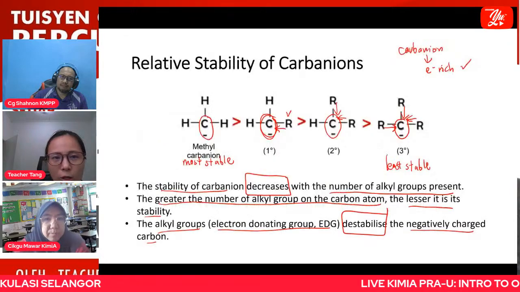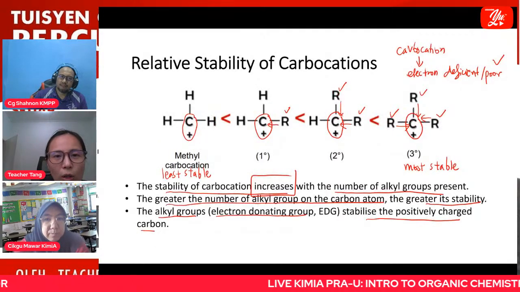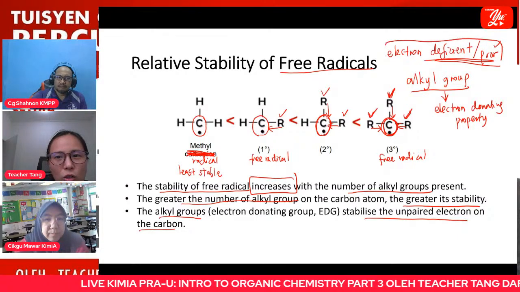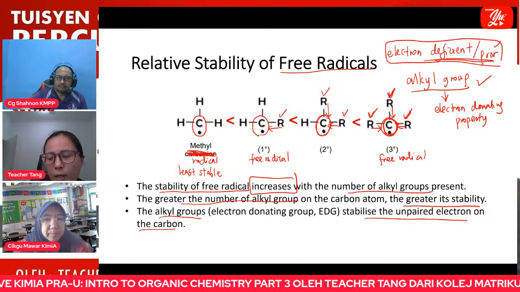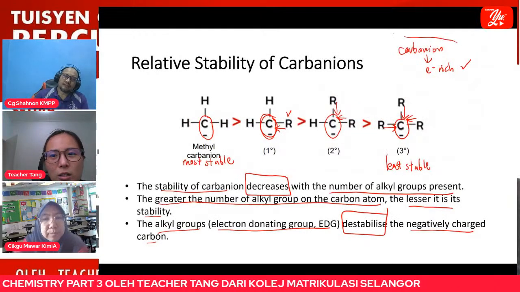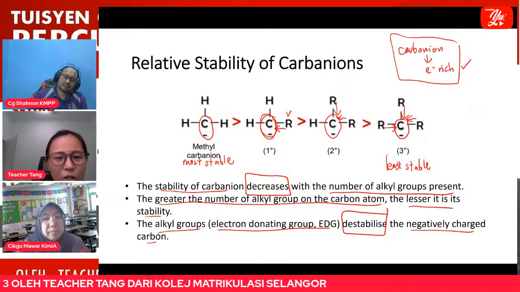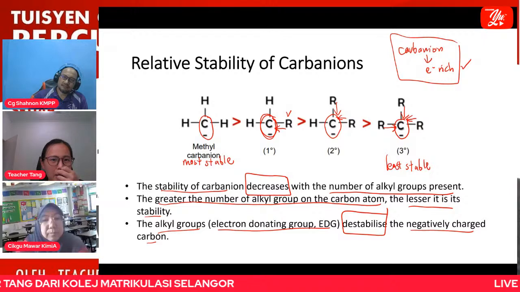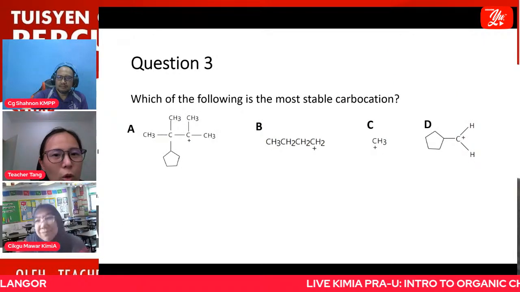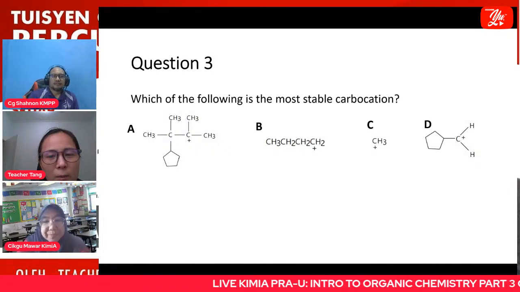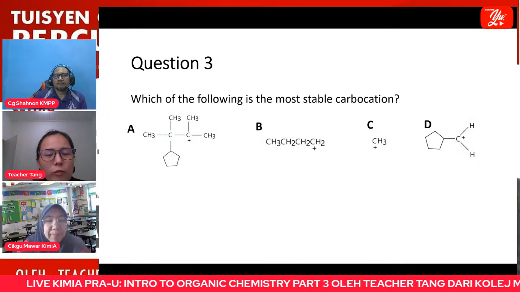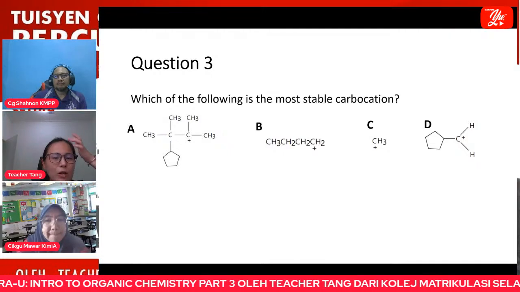So to summarize, carbocation and free radical are electron deficient, so they like alkyl groups. But carbanion is electron rich, so it doesn't like alkyl groups. Now we move on to question number 3. Which of the following is the most stable carbocation?